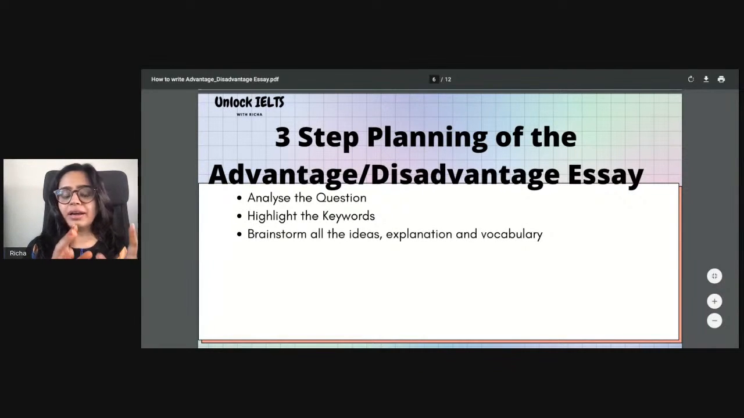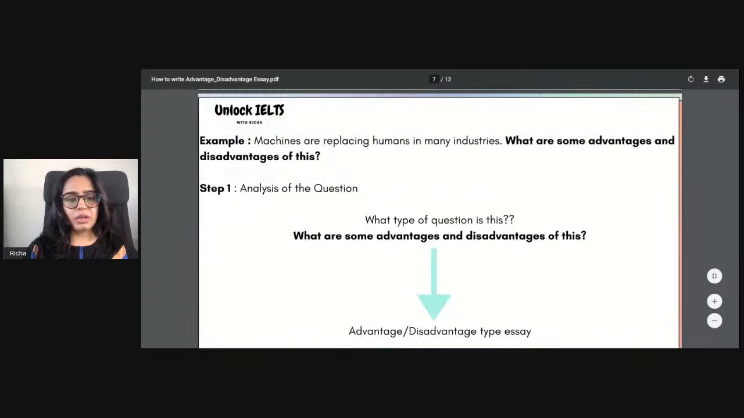Now, let's understand this planning stage in detail by taking an example. So I have taken an example: Machines are replacing humans in many industries. The language clearly states what are some advantages and disadvantages of this. So the first step is analysis of the question, and we have already discussed that the language itself will tell you what type of question it is, and we are done with step one of our planning stage.